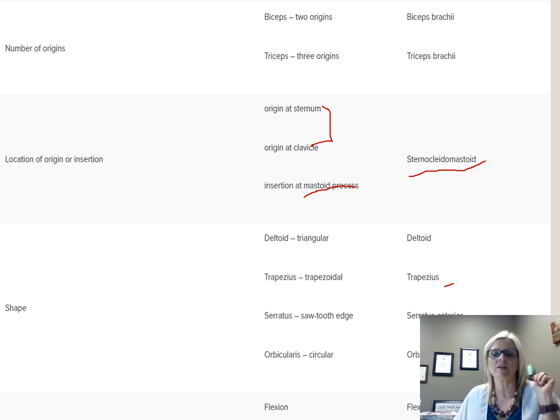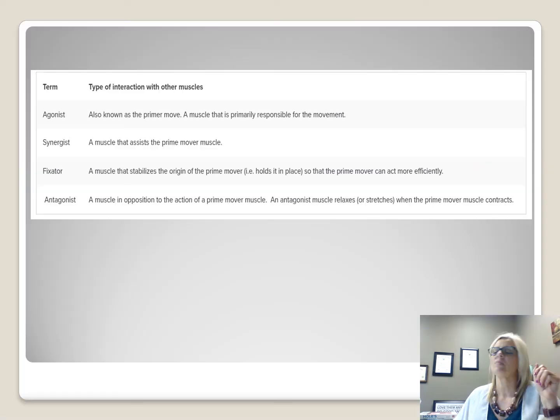And then here's those about shape. Trapezius, deltoid is triangular shape. Serratus means sawtooth. Orbicularis is going to be circular. We'll have the orbicularis oris, orbicularis oculi, all right? And then sometimes it's also based on the action. These are some different general terms as well. Agonist, synergist, fixator, antagonist. Not quite as important with the naming.